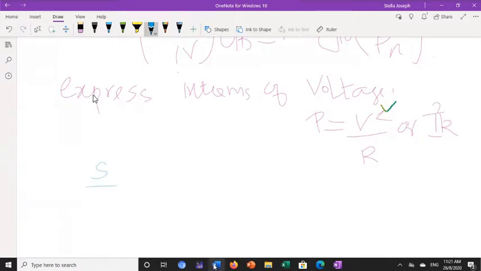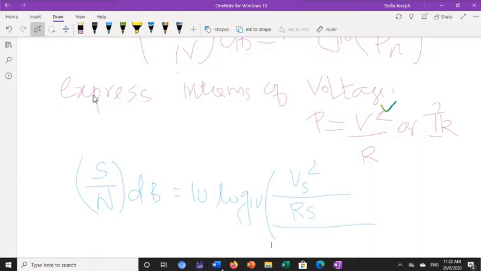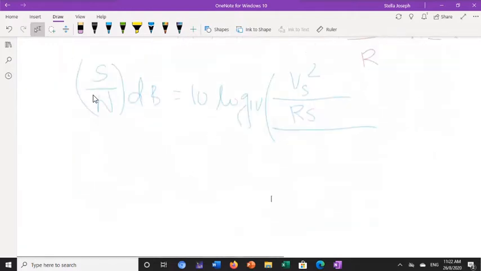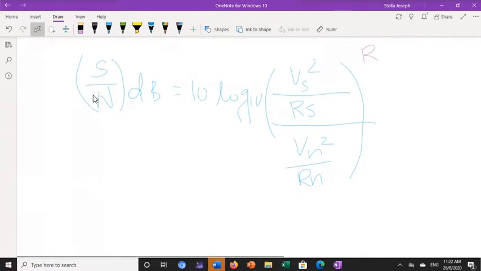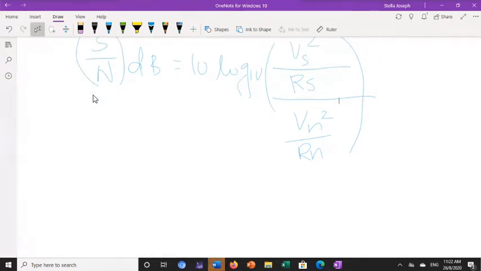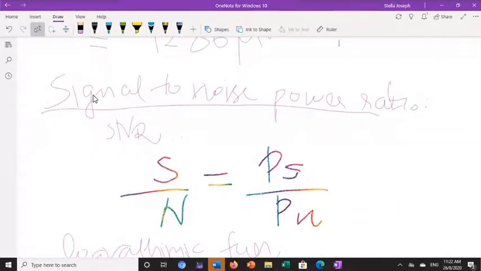S by N in dB is equal to 10 log 10 of Vs squared divided by Rs, divided by the noise power. How do we represent it? Vn squared divided by Rn. This is the formula. Simple equation: signal to noise power means signal power divided by noise power.